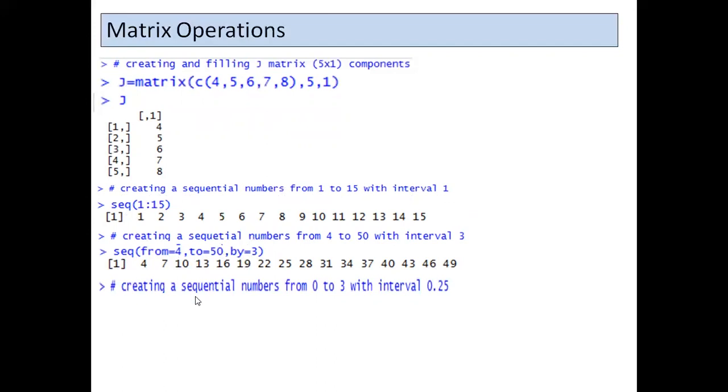Now we want to create a sequence of numbers from 0 to 3 with an interval of 0.25. We do it in a similar fashion, where we type in seq from 0 to 3, and by the interval with which we want our data to be distributed, and the output is shown with that particular length and interval.